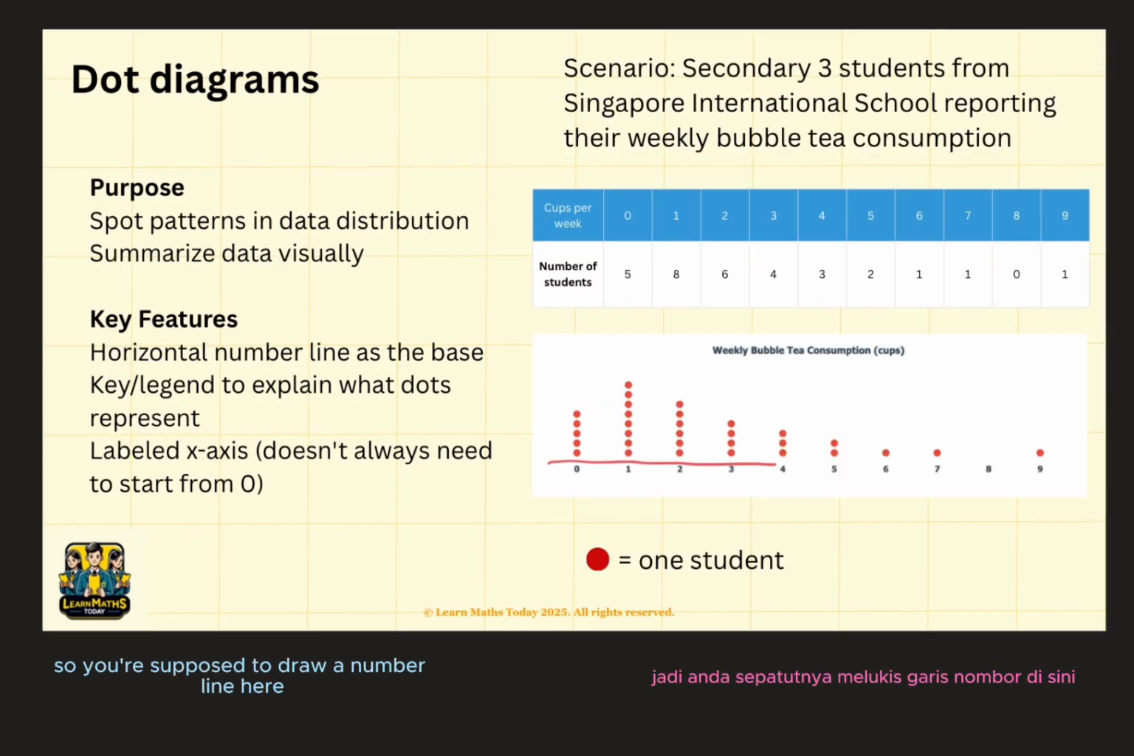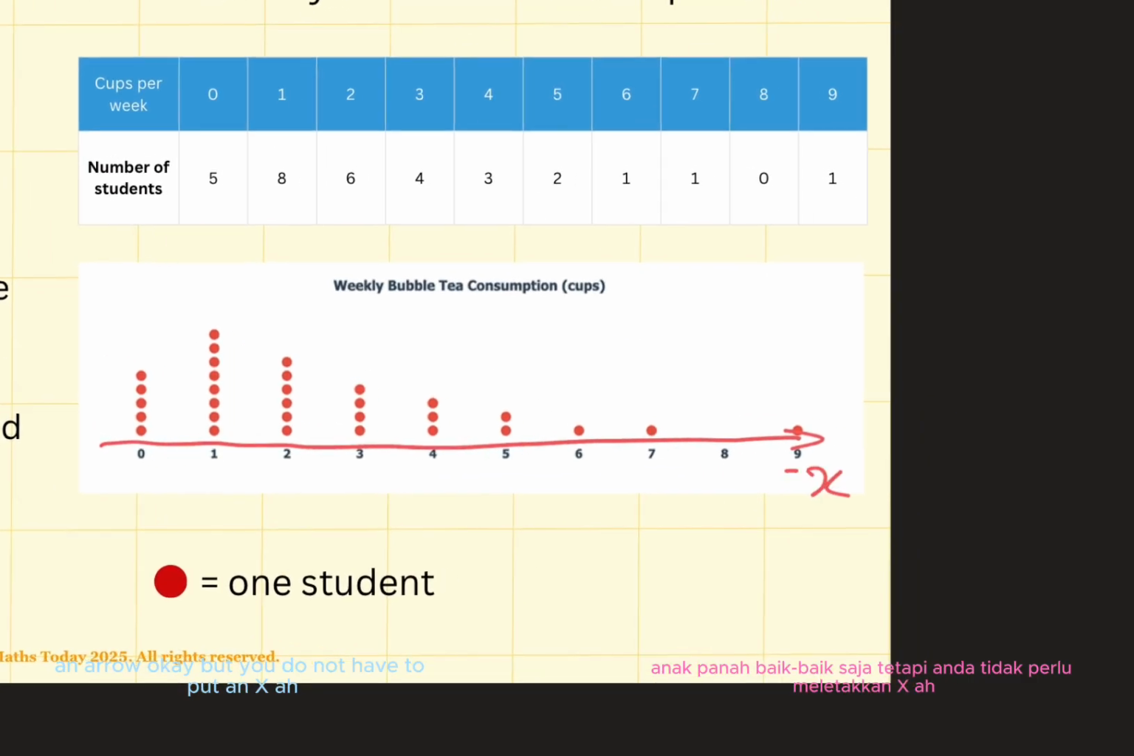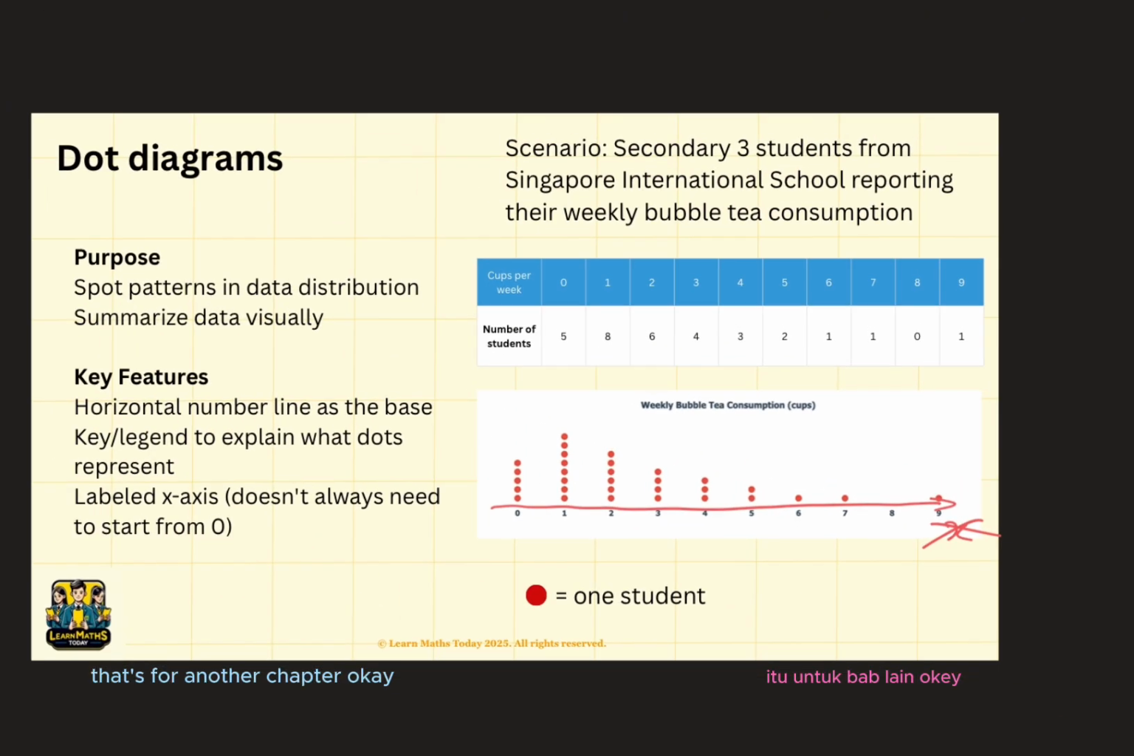Here's an example of a dot diagram. You're supposed to draw a number line here, an arrow. But you do not have to put an X. That's for another chapter. So let's take a look. The scenario here is secondary 3 students from Singapore International School reporting the weekly bubble tea consumption. So there's the context.